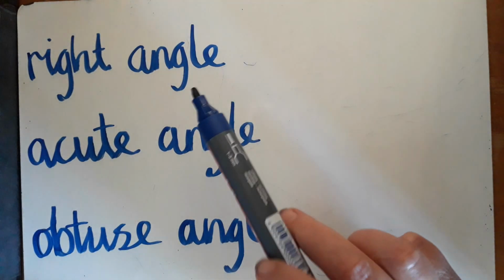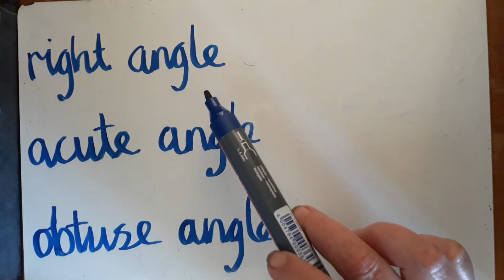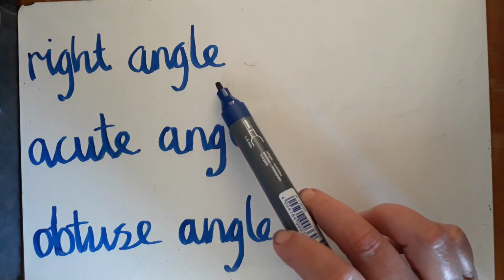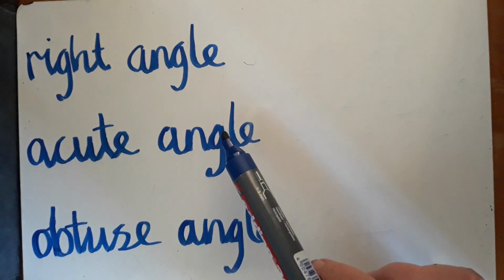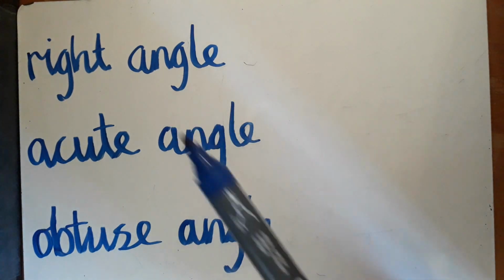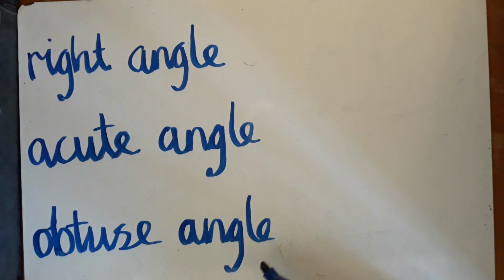Okay, so thinking about these three different types of angles, I'd like you to see if you can remember what is special about each one. So a right angle, what makes a right angle a right angle? What makes an acute angle an acute angle? And what makes an obtuse angle an obtuse angle? Okay, so see if you can remember and write the meaning of each one.